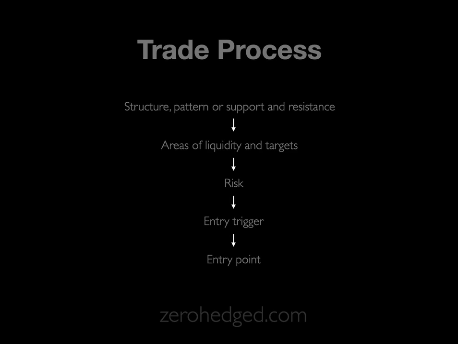Then we identify our risk. Where would we be wrong on the trade idea? Most people will do this last. For me, it comes in the middle. Where are we wrong? Once we've identified our levels and the story of price, then we move on to where we think it wants to go. Then we move on to where we think we would be wrong on the idea. And of course, within that, we're trying to get as close as we can to our invalidation.